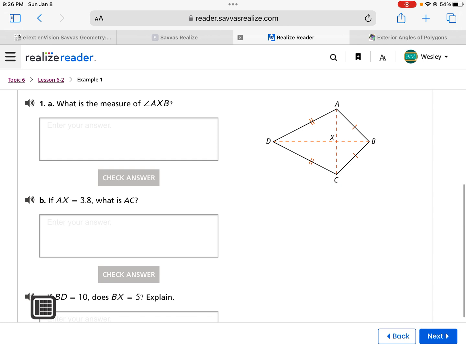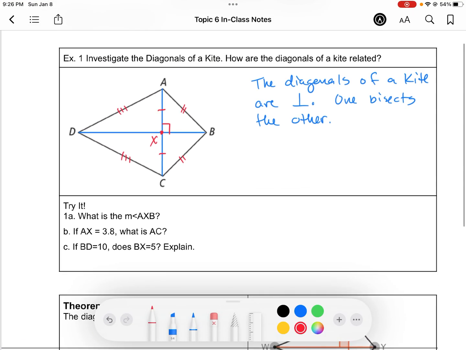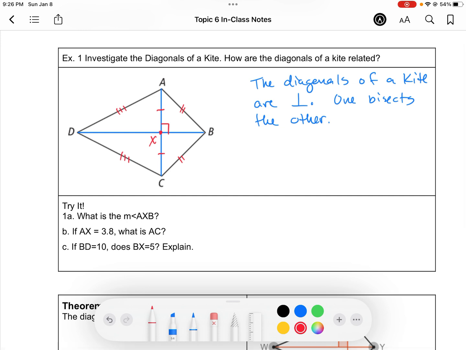It says, what is the measure of angle AXB? And if AX is 3.8, what is AC? And then finally, if BD equals 10, does BX equal 5? Those are these same questions here. I want you to take a couple minutes to try and do that. You'll want to pause the video here to give yourself time to do that. All right, if you still need more time, keep the video paused. Otherwise, this is what we should get.